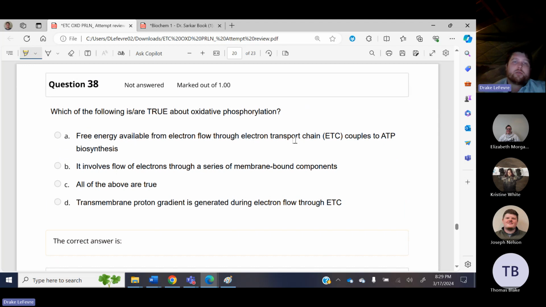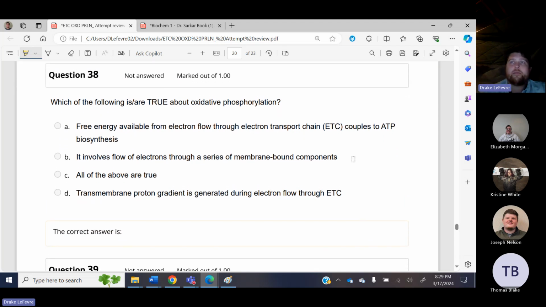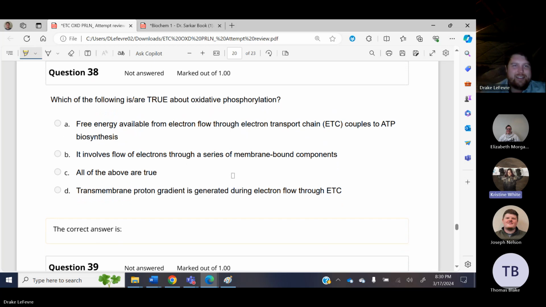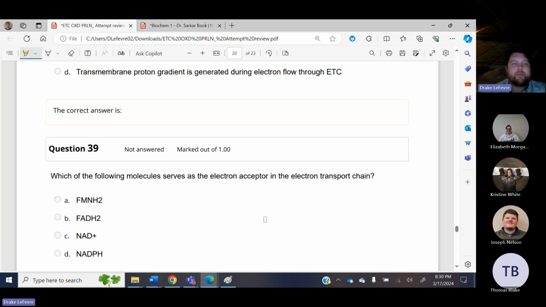Which of the following are true about oxidative phosphorylation? He loves these questions. Yes, he does. Free energy available from electron flow through the electron transport chain couples to ATP biosynthesis. That's true. It involves flow of electrons through a series of membrane-bound components. That is also true. Immediately, if two of them, I'm like, yeah, those are both true. I'm clicking all of the above. Then double check the last one. Transmembrane proton gradient is generated during electron flow through the electron transport chain. That is also correct because we're making the gradient with the hydrogens.